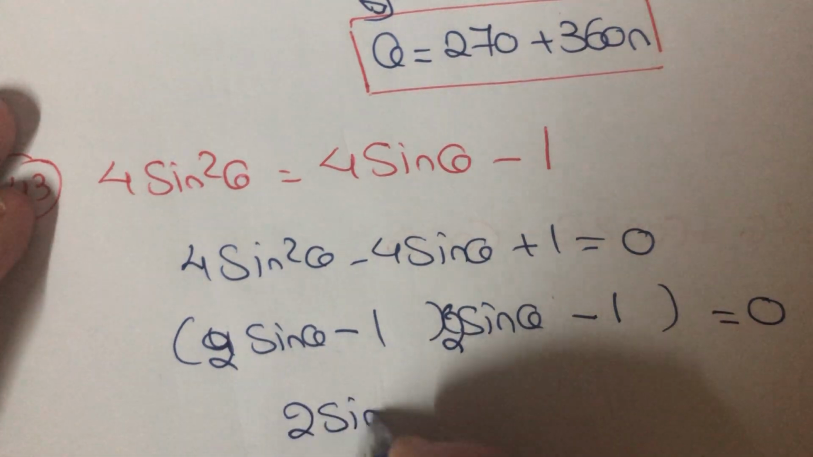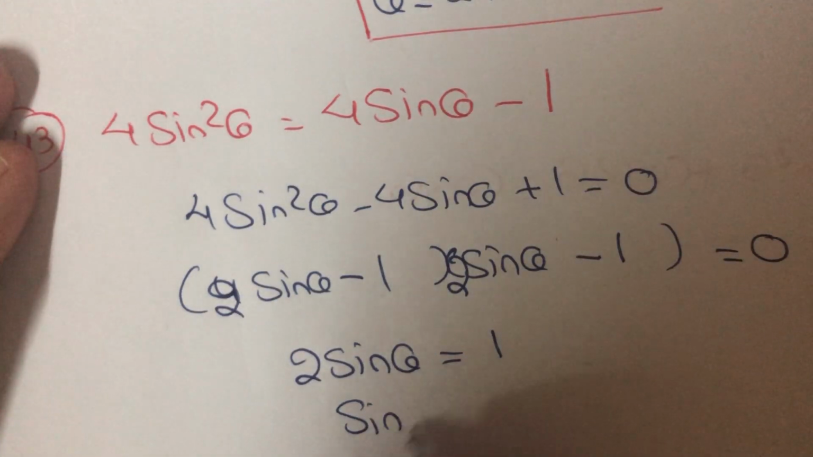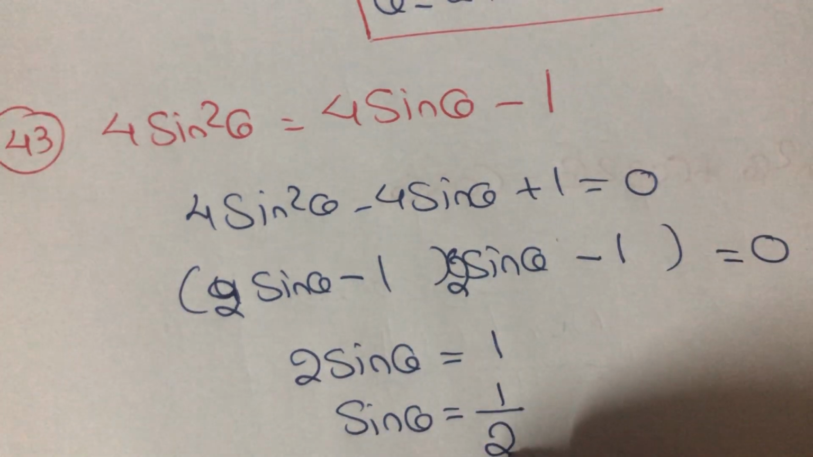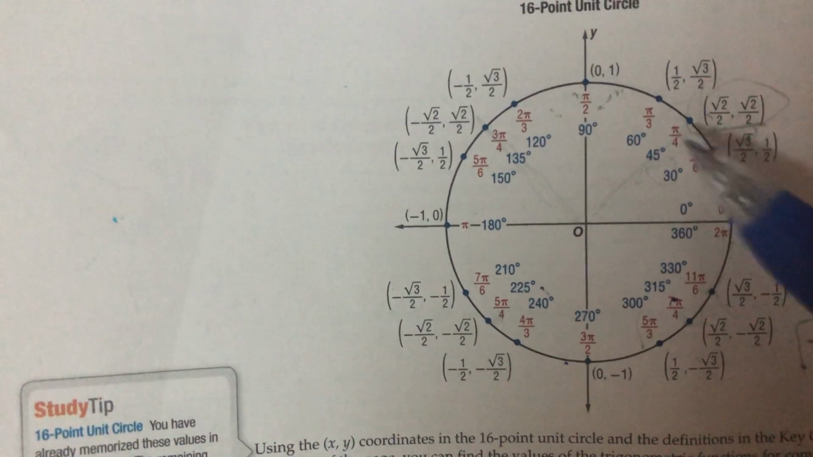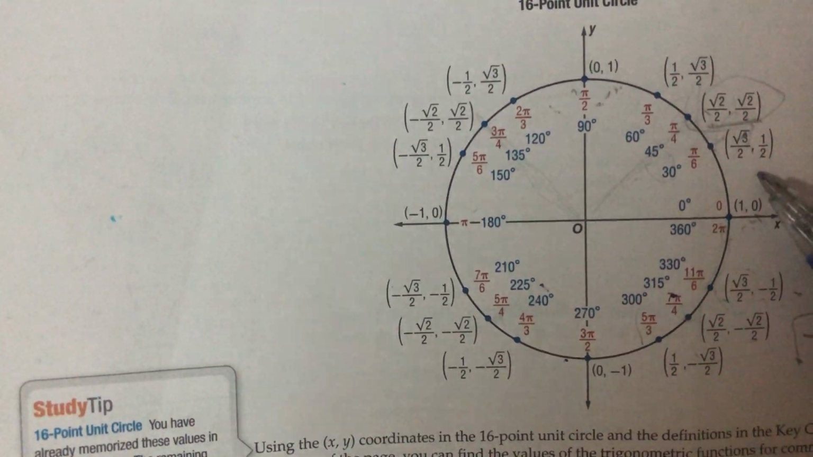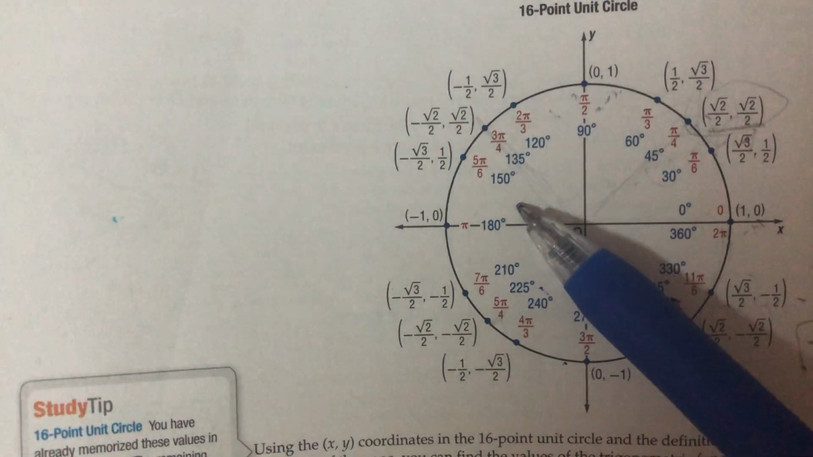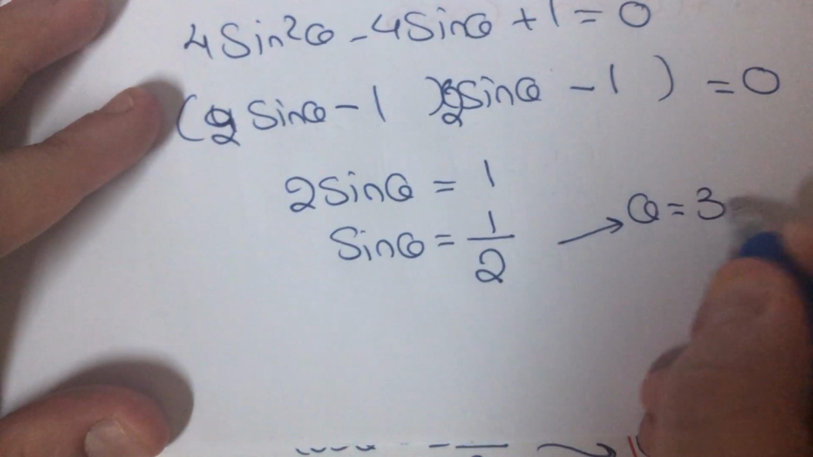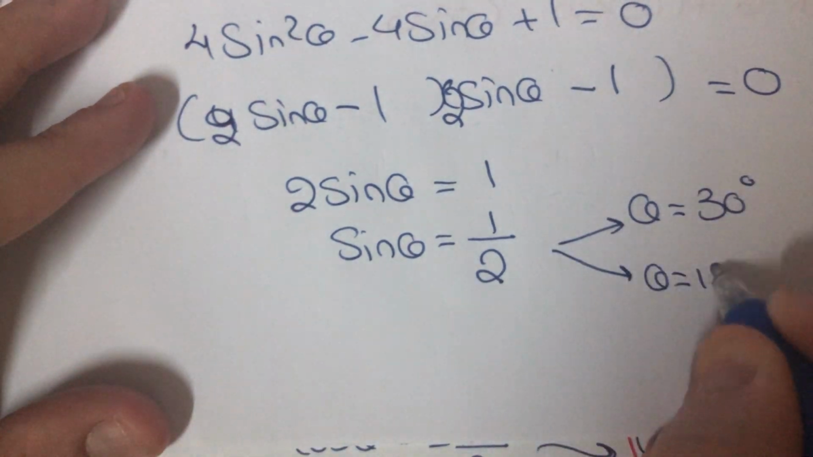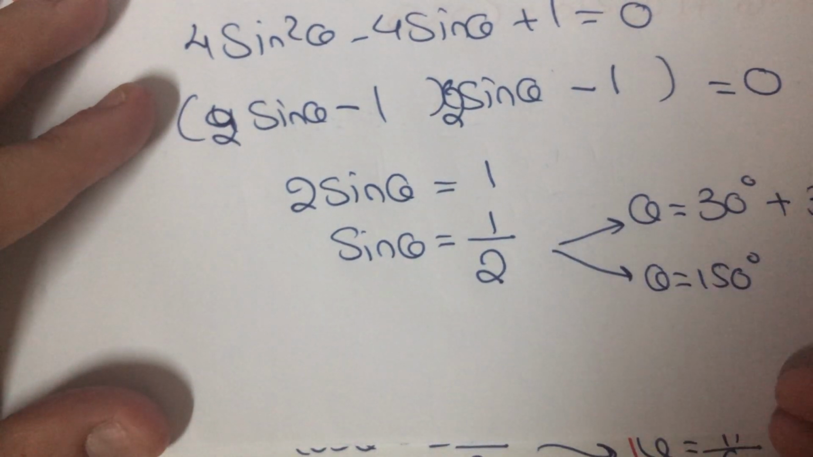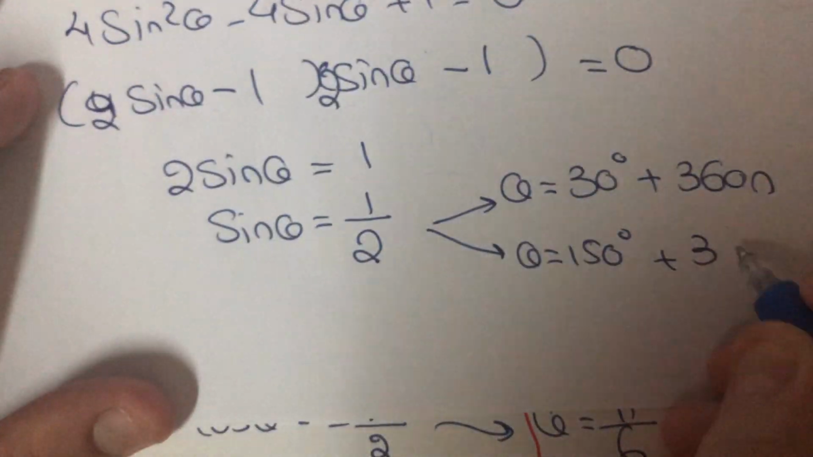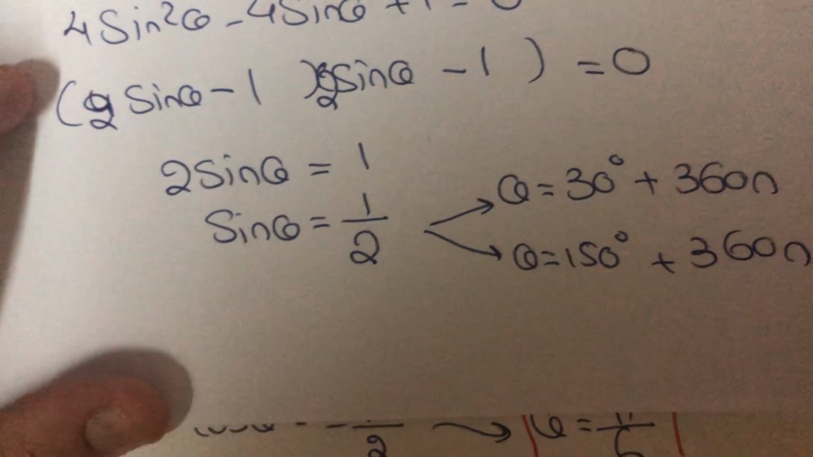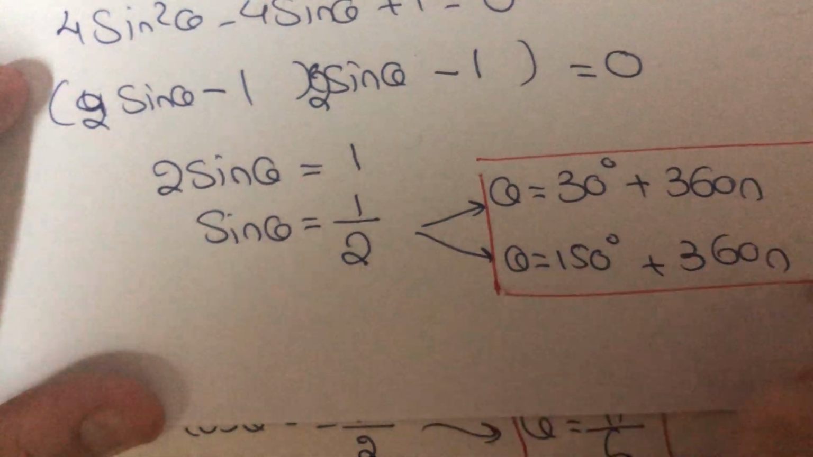Everything is perfect. 2 sine theta equals 1. Sine theta equals half. When is sine positive? In quadrant 1 and in quadrant 2. When is it a half? Sine is half at 30. They want it in degrees, right? At 30 and at 150. Okay, so the answers are theta equals 30 degrees or theta equals 150 degrees. They're expecting you to write degrees every time, plus 360n, with 360n, and these are the two answers over here.